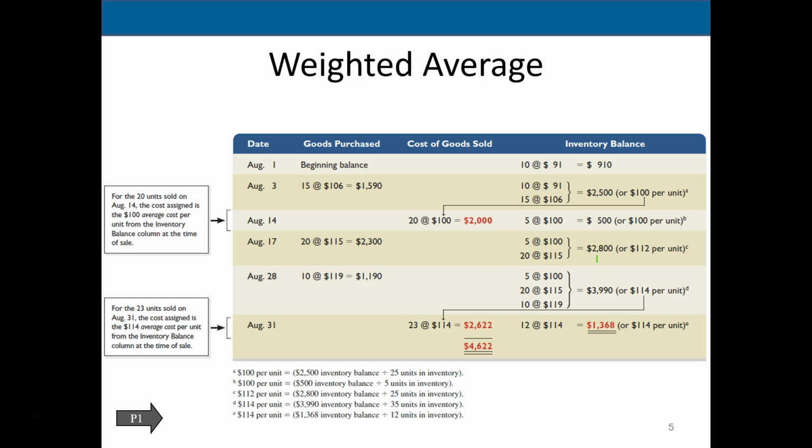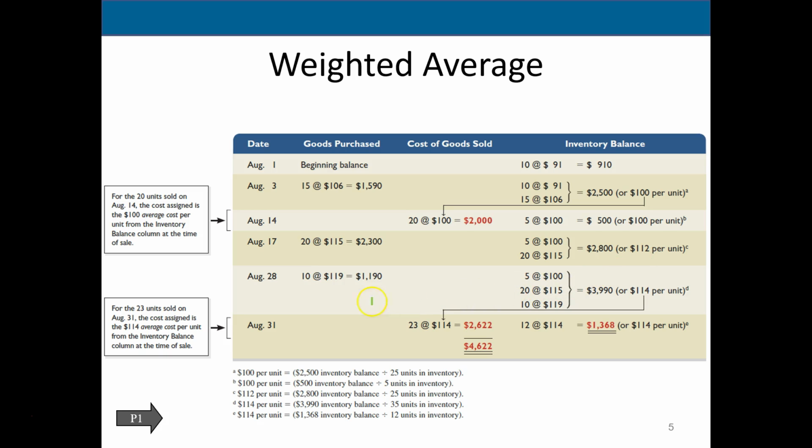So now we have the 2,800, and we're going to divide that by the number of units, which will be 25 in this case, the 20 and the 5. Calculation is down here, the $2,800 divided by the 25 units will give us an average price of 112. So we had 5 at 100, that was our last average. We have 20 at 115, that's what we just bought. So if we divide that out, the average is about 112.